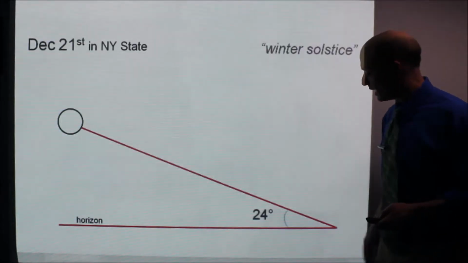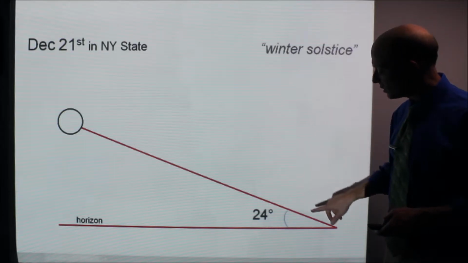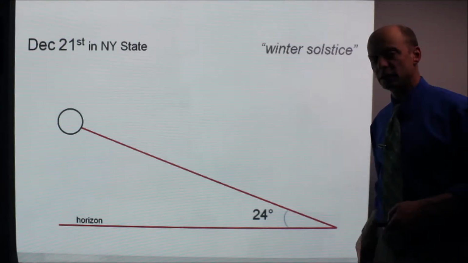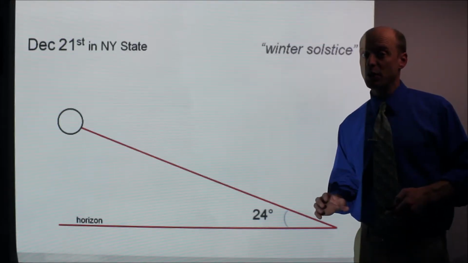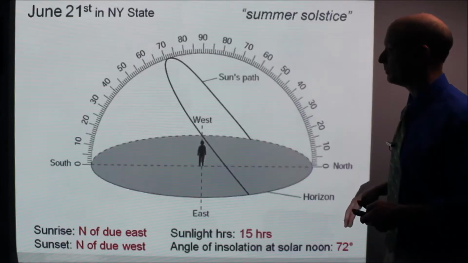And I want to point out the angle of insolation at solar noon on this day, 24 degrees above the horizon. You should know that as well. Sometimes you have to draw that in, okay? So that can be tricky if you don't know it.